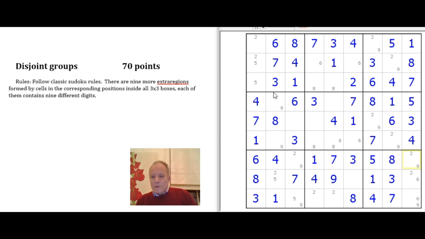How about the middle bottom? 3, 4, 7 and 1 are all done. 9 can't be in any of those central things, so 9 must be either here or here. That means it can't be in any of those 3 cells. Crikey. Okay, you're following that logic?